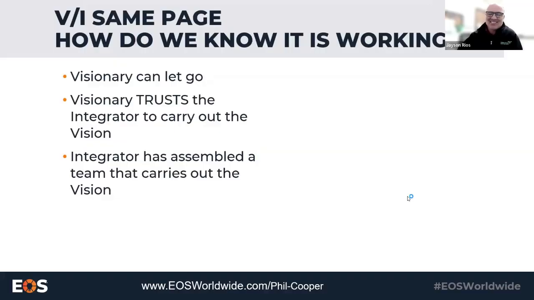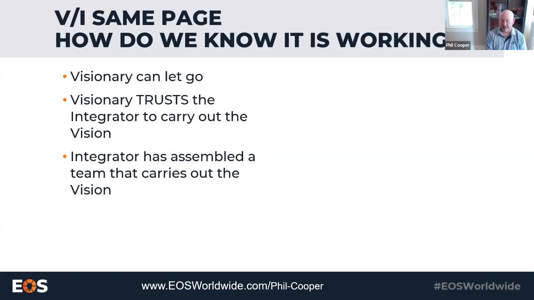Yeah. So how do we know when this is all working? When the visionary can let go. When the visionary trusts that the integrator is going to carry out the vision. And the last one is what I just said, right? That the integrator has assembled a team that carries out the vision. When the integrator puts that great team together, do you think the visionary is going to get worried? No. And integrators, again, newsflash, when your visionary is worried, it kind of tells you they don't trust the team.